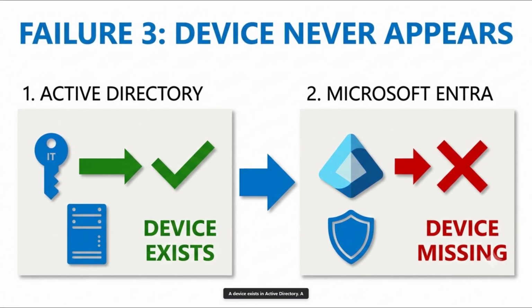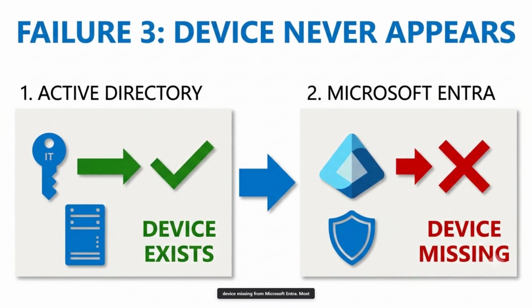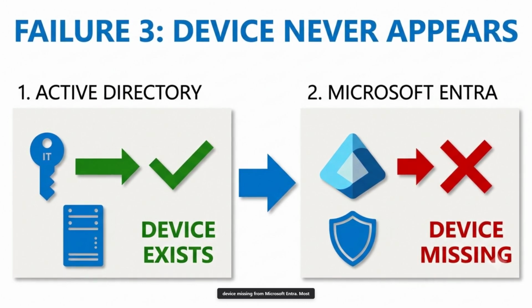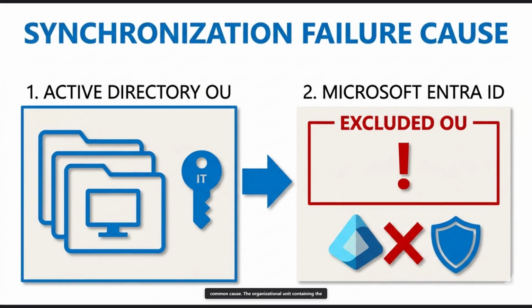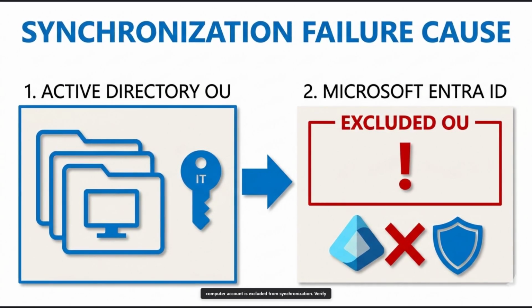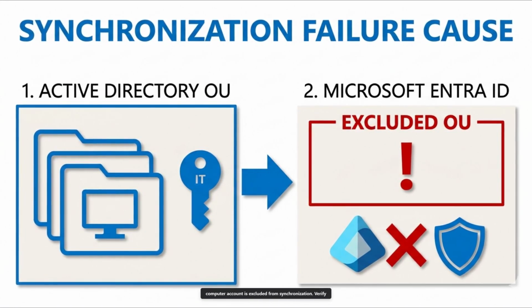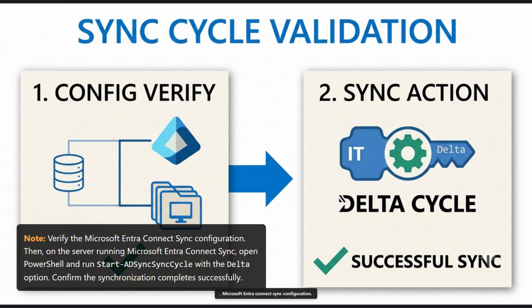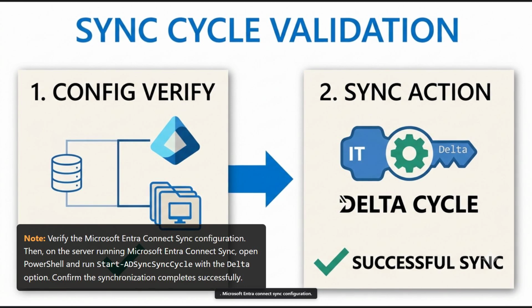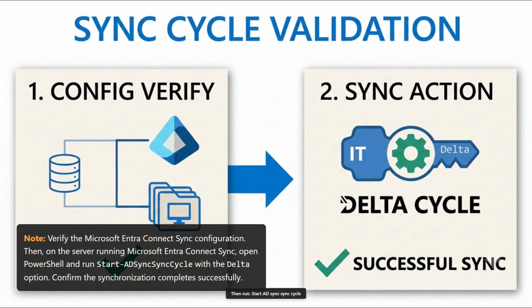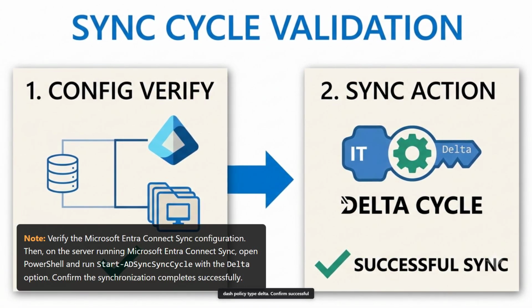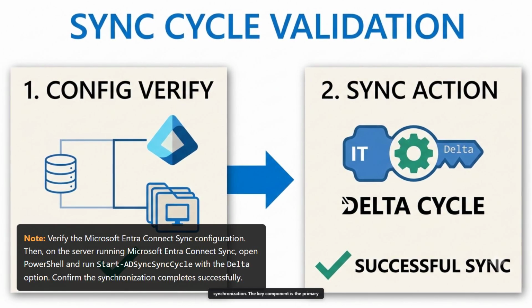Failure 3. Device never appears in Microsoft Entra. Symptoms. The device exists in Active Directory. The device is missing from Microsoft Entra. Most common cause. The organizational unit containing the computer account is excluded from synchronization. Verify the Microsoft Entra Connect Sync configuration. Then run Start-ADSyncSyncCycle -PolicyType Delta. Confirm successful synchronization.